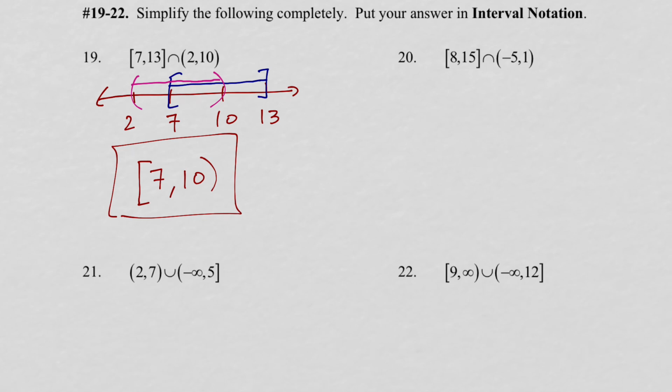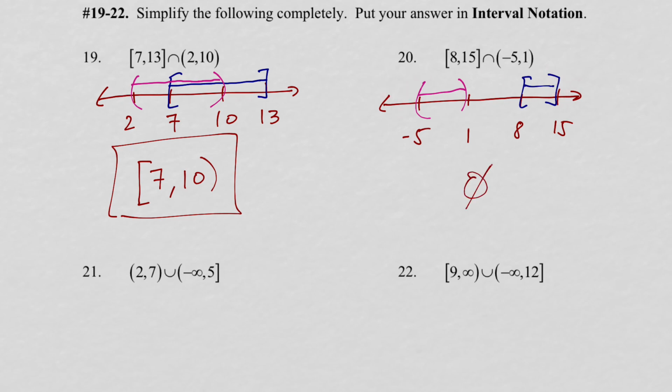That's it. So for number 20, we'll make a number line, and we have 4 numbers, so I'll pop down 4 little marks, and then I'll put the numbers in order. Negative 5, 1, 8, 15. Okay. 8 to 15 with brackets looks like this. Negative 5 to 1 in parentheses looks like this. This is the intersection, the portion that they overlap or share in common, and there's nothing that overlaps. So this is an empty set.